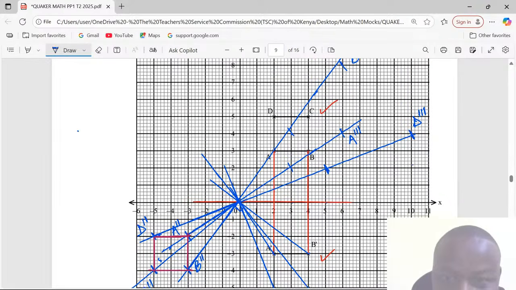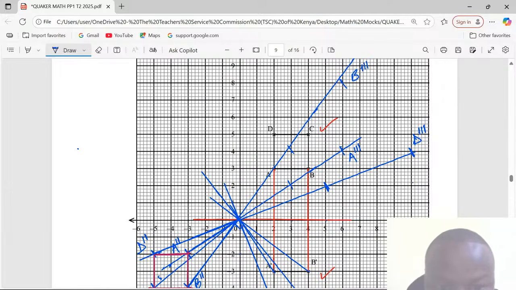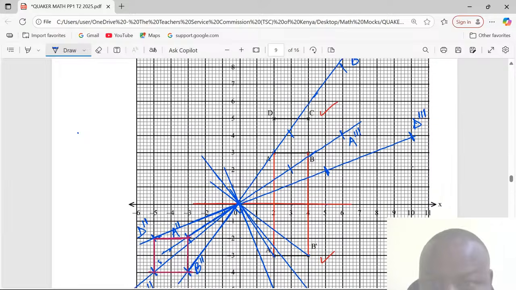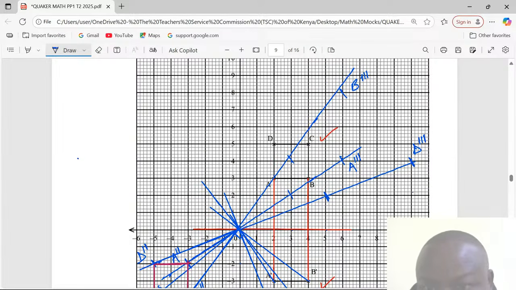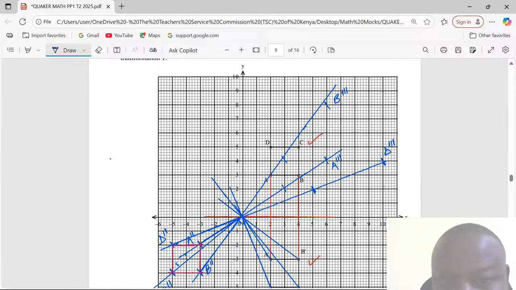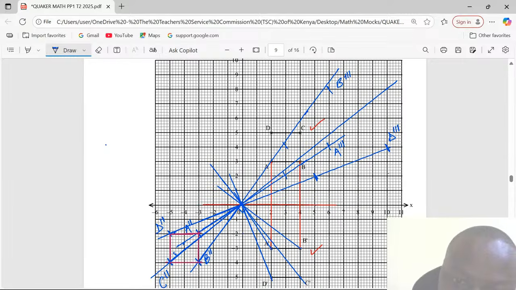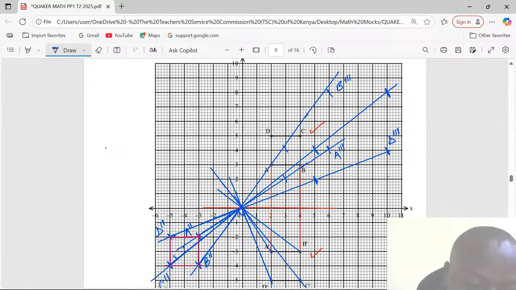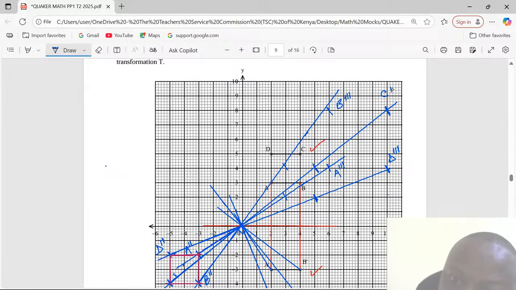I do the same for the last coordinate, which is C. So I connect C. Let me try to minimize for you to see. From C, I connect to the center and I move to the opposite side 2 times. So from C to the center, then I'm marking 2 times. The first time I'll be here. The second time, this is where I'll be. So this is going to be my C triple prime.